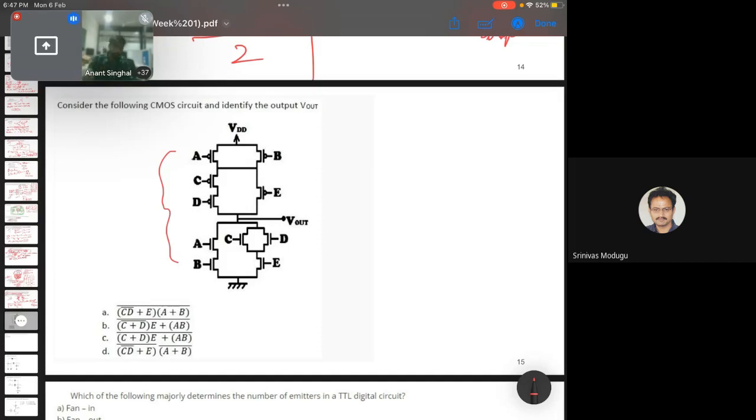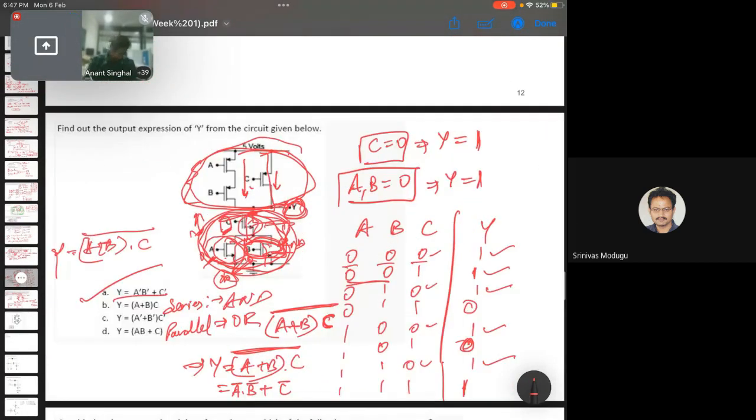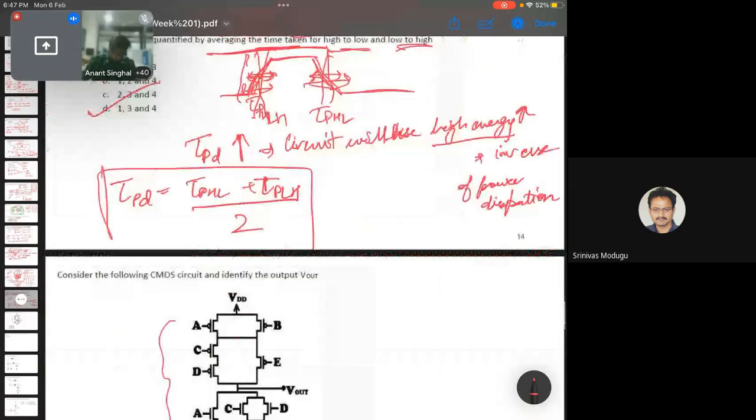So, okay, I'll try to solve it and maybe I'll try to explain this again. Maybe this will help. The basic of the shortcut was that if somewhere NMOS are in parallel, you just have to write the OR combinations of them. And if NMOS are in series, you just need to write the AND combination of them, and then finally just invert the output.